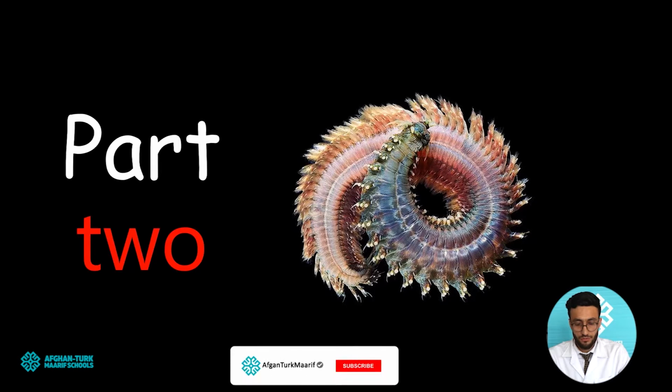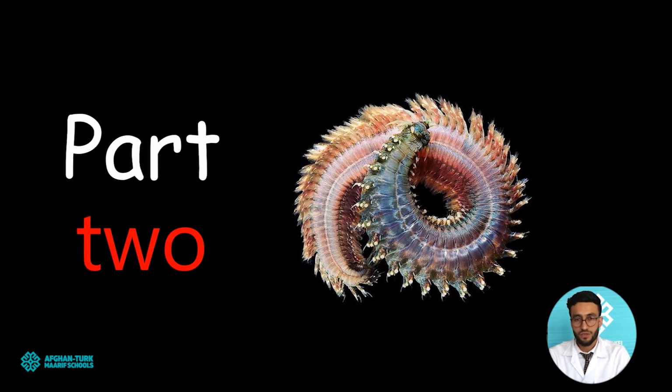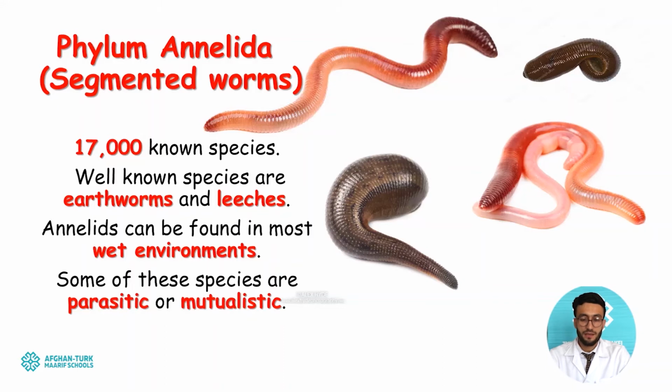Let's talk about part 2 of zoology. It means we are going to talk about the second phylum, as we studied in the previous video. At first we studied the phylum Mollusca and its classes. In this video we're going to talk about part 2, or phylum 2, of the invertebrates, which we know as the phylum Annelida.